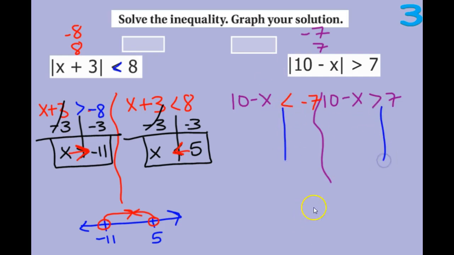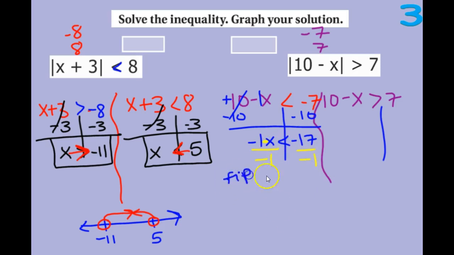So solving these, be careful now, this isn't a negative 10, it's a positive 10. The negative goes with the x, that's negative 1x. So moving this 10, we have to subtract 10. We have negative 1x is less than negative 17. And then be careful, the opposite of multiplying is divide by negative 1. Whenever we multiply or divide by a negative, we have to flip our inequality. So we have x is greater than now a positive 17.